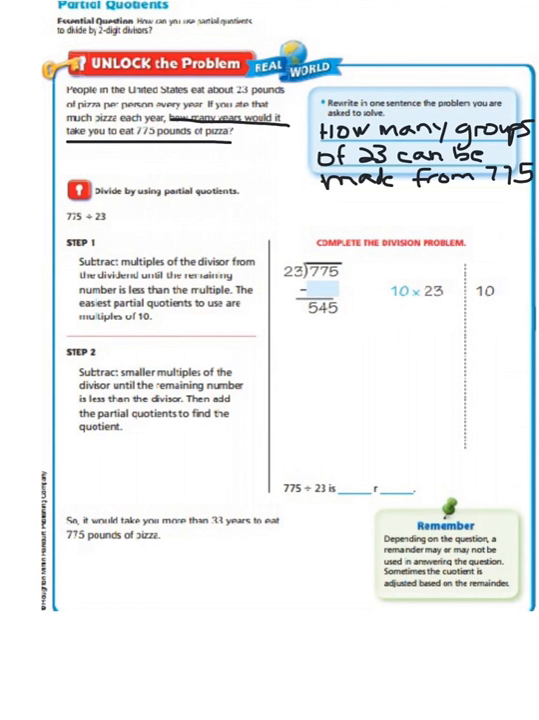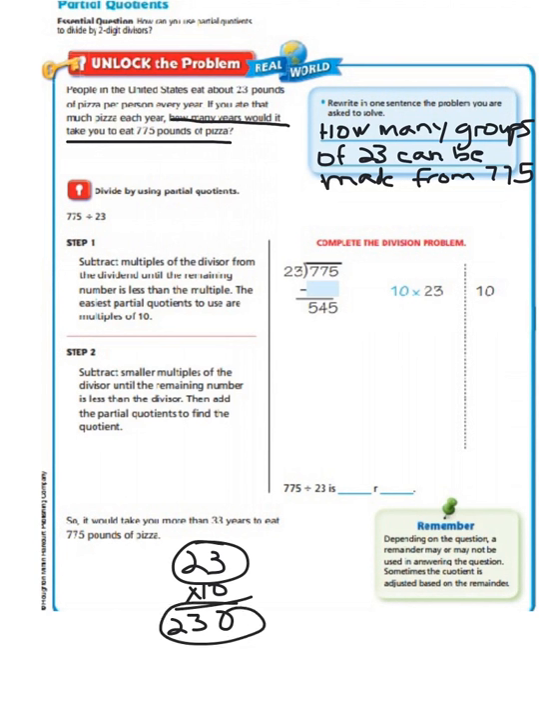Now let's look at our steps. It says to divide by using partial quotients, 775 divided by 23. So step 1, subtract multiples of the divisor from the dividend until the remaining number is less than the multiple. The easiest partial quotients to use are multiples of 10. So if we go over here and look, if we remember, anytime we multiply our divisor by 10, remember, we are simply adding a 0 onto our factor to where our product becomes 230.